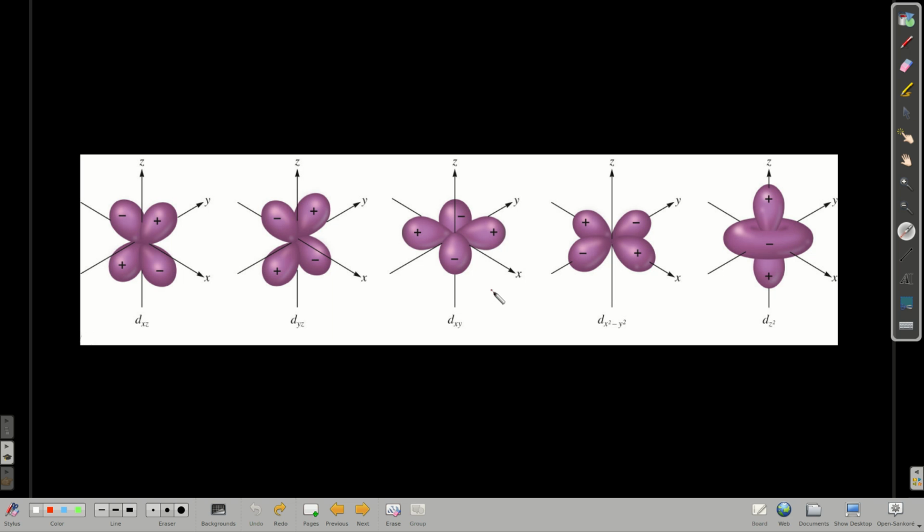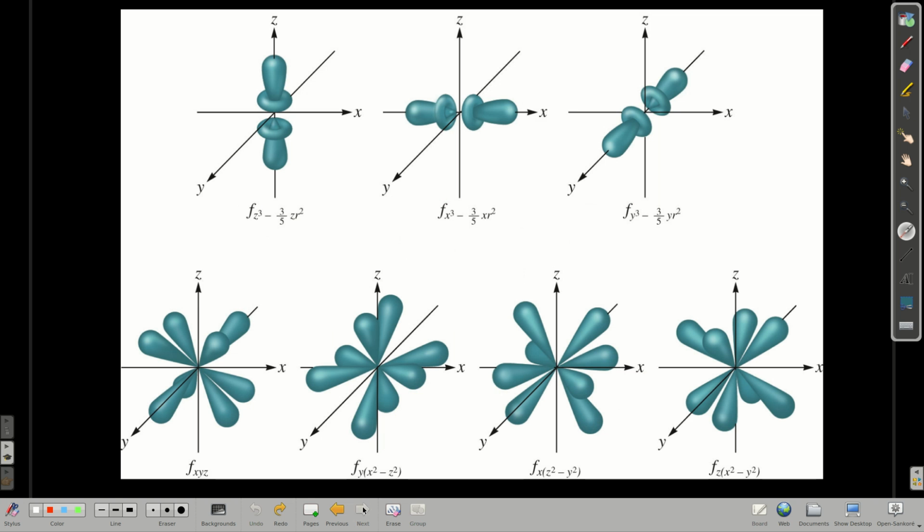In a d subshell, there are 5 orbitals. They look like this. We're not going to worry about these subscripts, dxz, dyz, dxy, etc. But basically, the important thing is there are 5 of those. 4 of them are similar to each other. 1 of them looks odd. And in an f subshell, remember the first time we see an f subshell is at the n equals 4 shell. There's a 4f subshell that has 7 orbitals in it, and they look like this. Pretty funky, but cool.